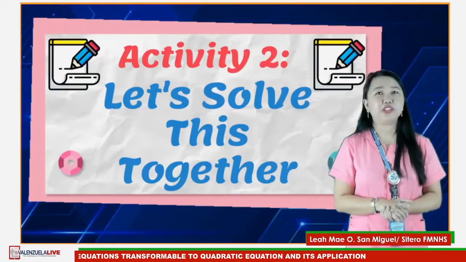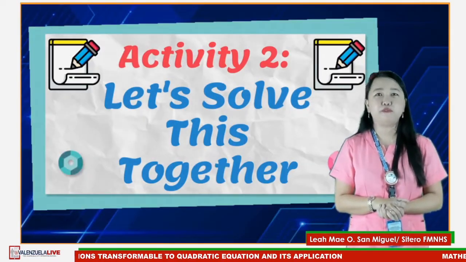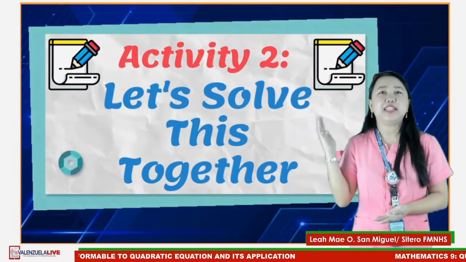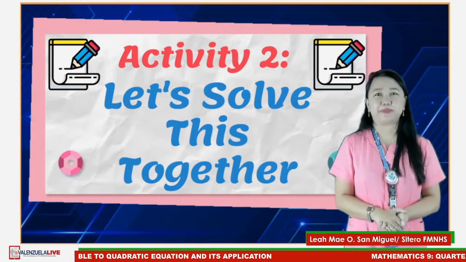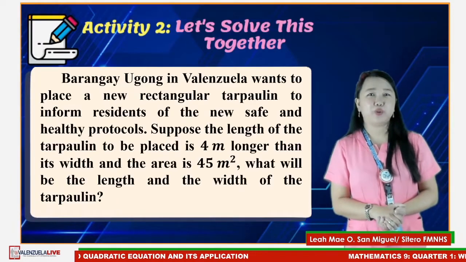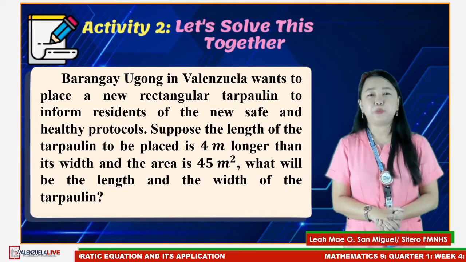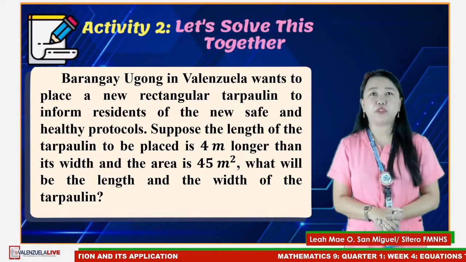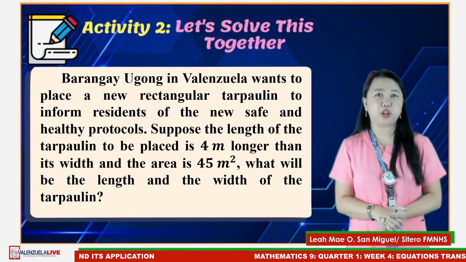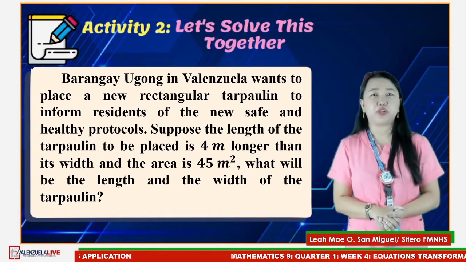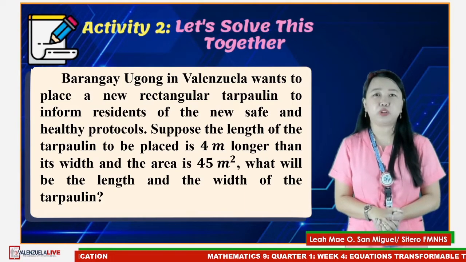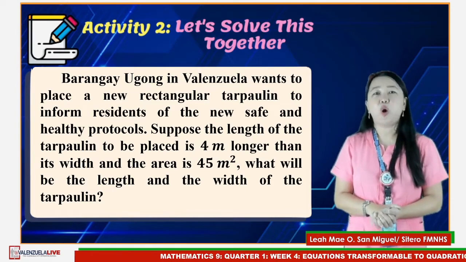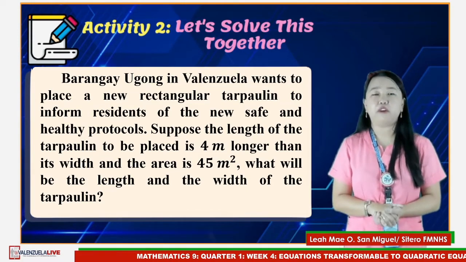Let's test your understanding in solving problems involving quadratic equation by having Activity 2 entitled, Let's Solve This Together. Barangay Ugong in Valenzuela wants to place a new rectangular tarpaulin to inform residents of the new, safe, and healthy protocols. Suppose the length of the tarpaulin to be placed is 4 meters longer than its width and the area is 45 square meters. What will be the length and the width of the tarpaulin?